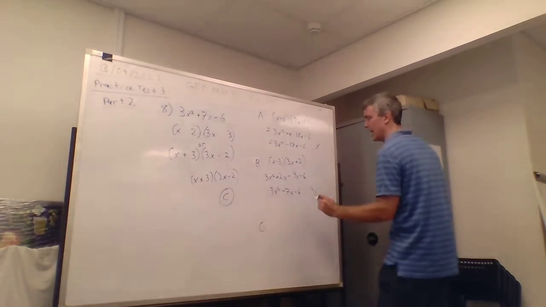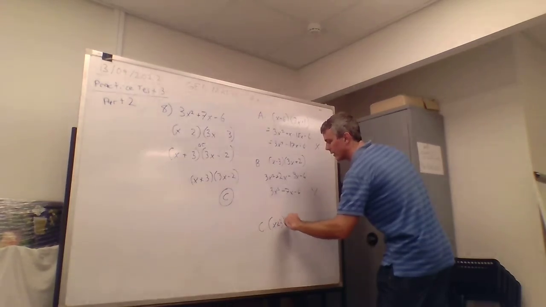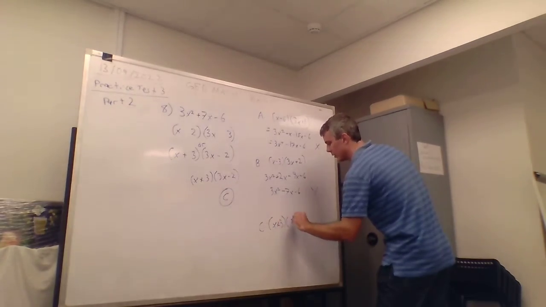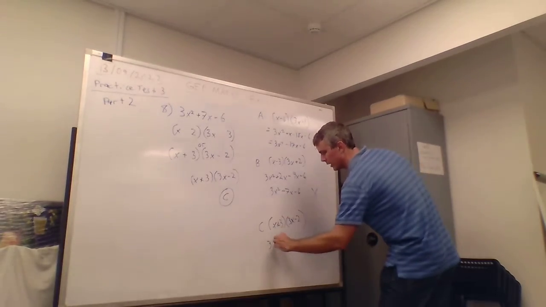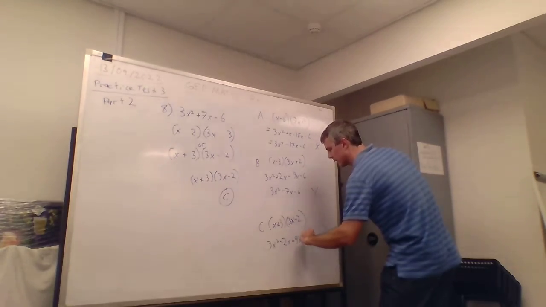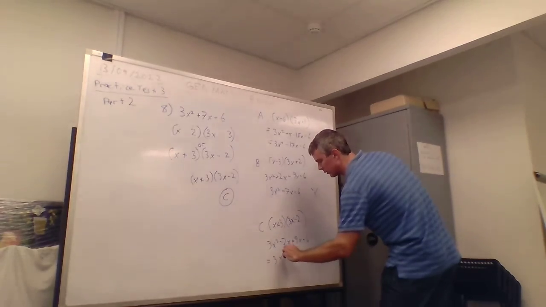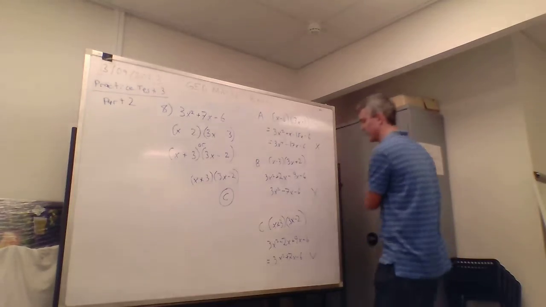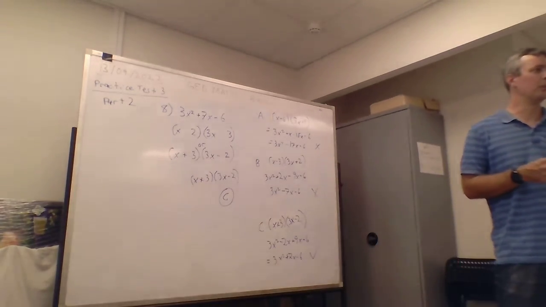Okay, so here we have x plus 3, 3x minus 2. So this again is 3x squared minus 2x plus 9x minus 6 equals 3x squared plus 7x minus 6. So it's C. And when you do it this way, you hope it's not D.